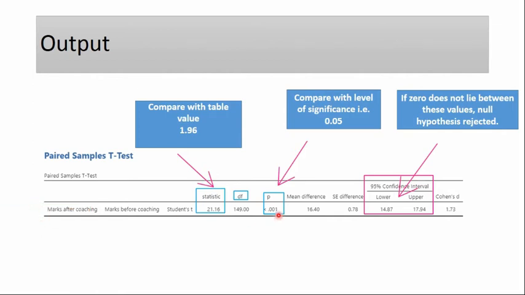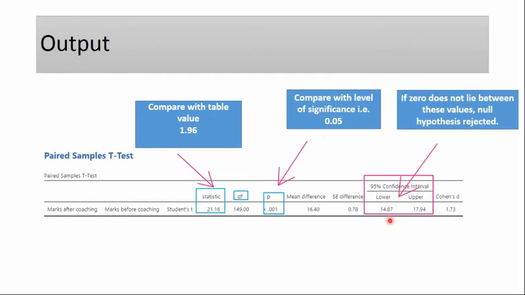Second criterion, check the p-value the software has given us. This is the software-generated value. Compare it with the level of significance. In this case, the level of significance is 0.05. If the p-value is lower than 0.05, it means reject the null hypothesis.